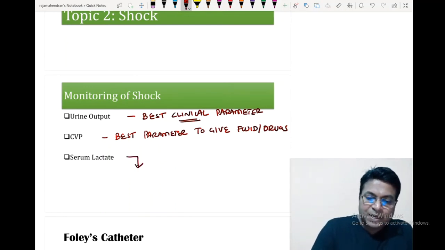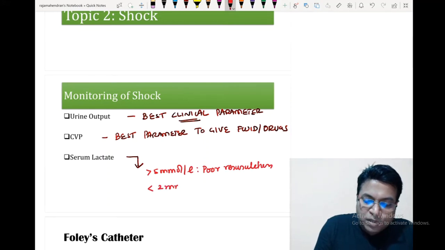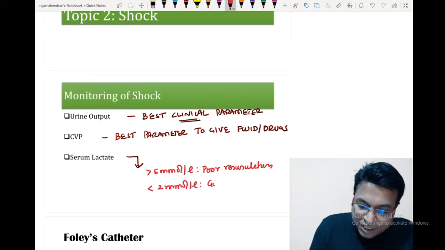Serum lactate. It's a new lab value. If it is more than 5 millimoles per liter, you have done a poor resuscitation. Your resuscitation is not good. If it is less than 12 millimoles per liter, you have done a good resuscitation in a shock patient.